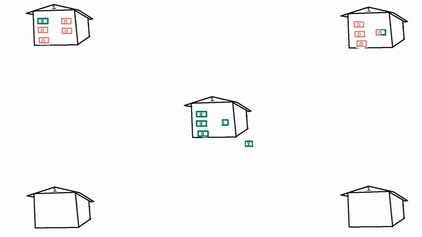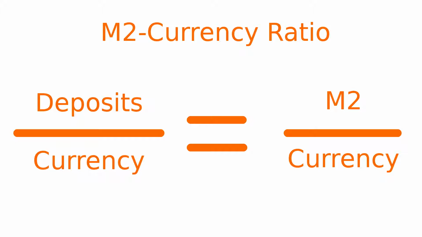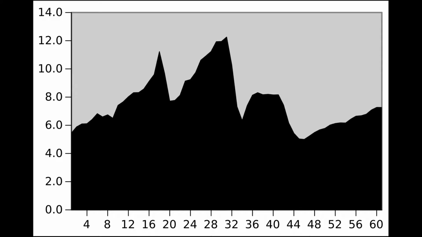So what we want to look at instead is the ratio, the money in the bank divided by the currency. Money in the bank generally is considered to be the M2, and so we're going to use the term M2. M2 divided by currency. Now, here is a chart showing the M2 divided by currency from 1900 to 1960, and you can see some very interesting things.